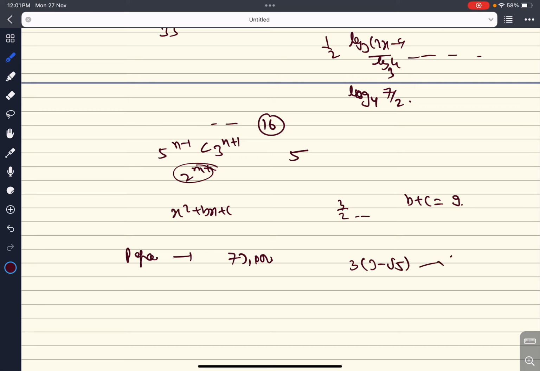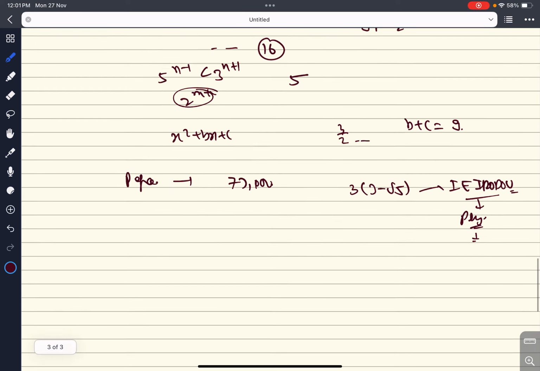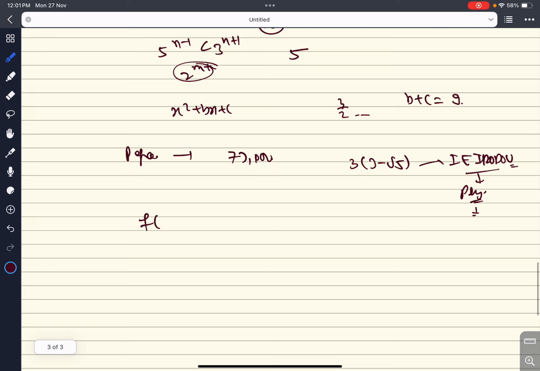This was a question from Irodov. Those who don't know Irodov, this is for those who practice physics. This is a physics book, or maths also, you can say, for JEE level. Don't know why they gave this stuff. Another question was f of 3x plus 2y and 2x minus 5. For this the answer was 3.